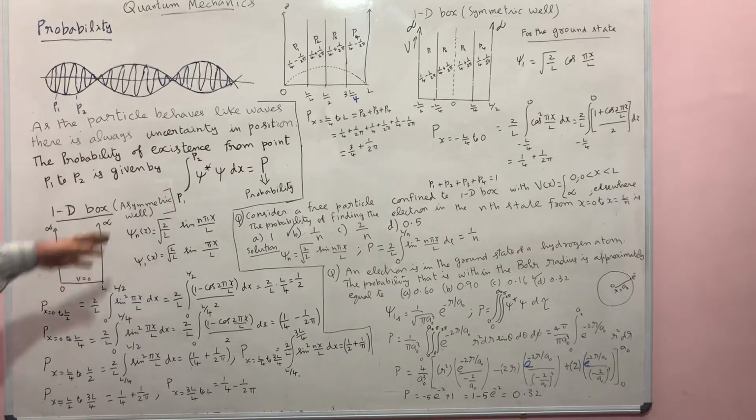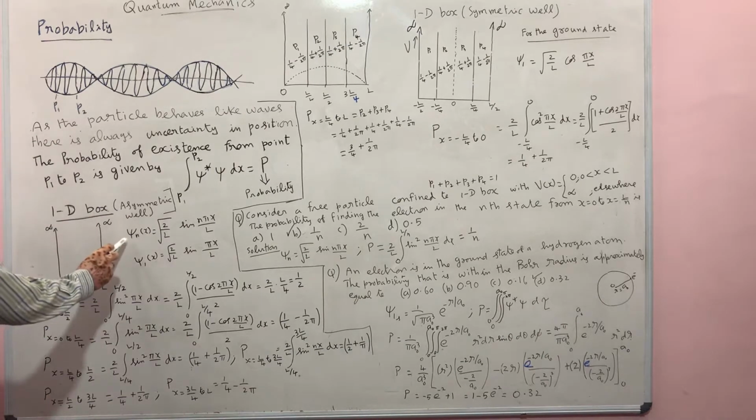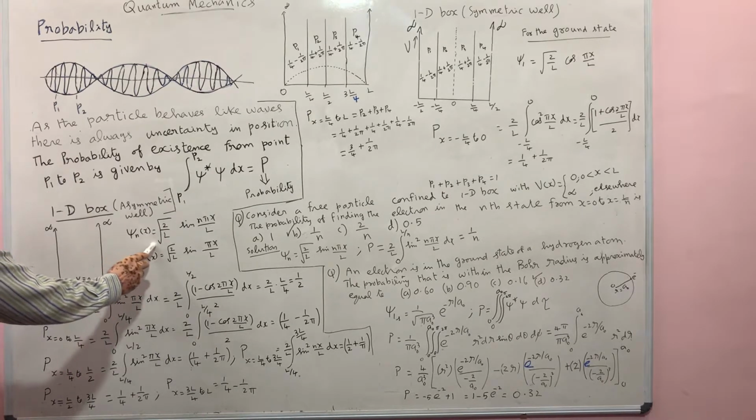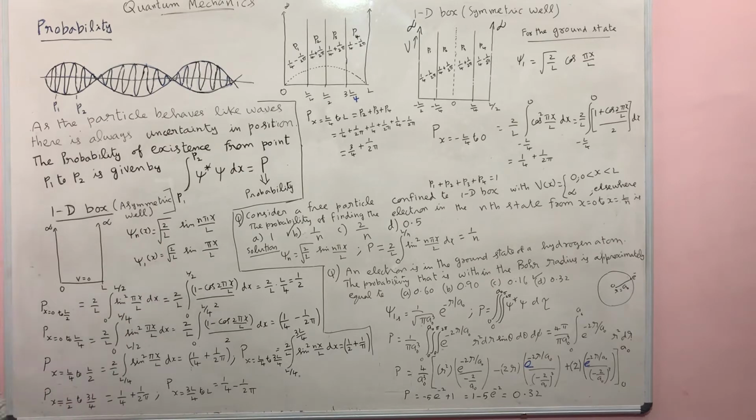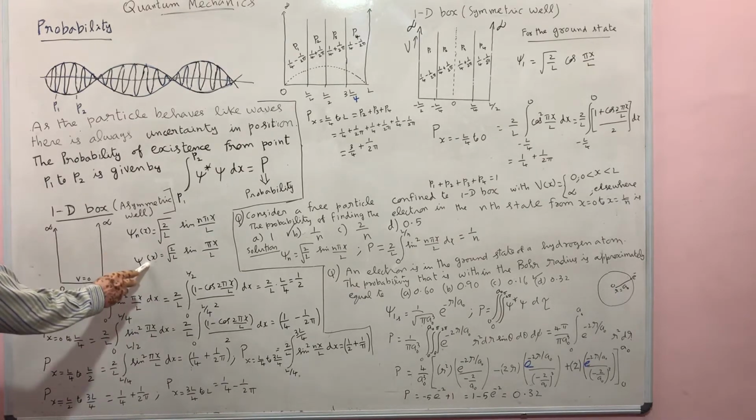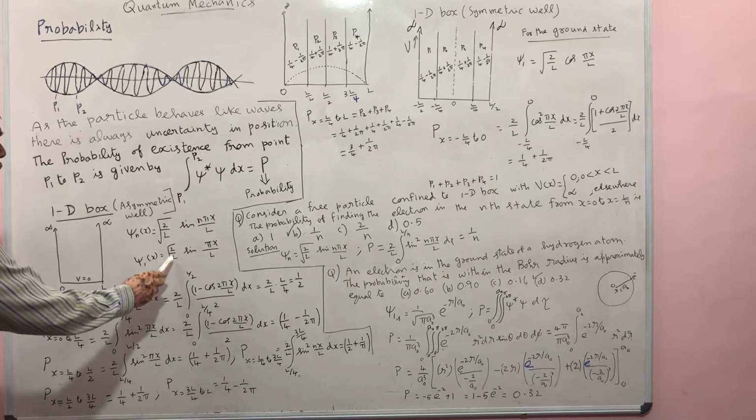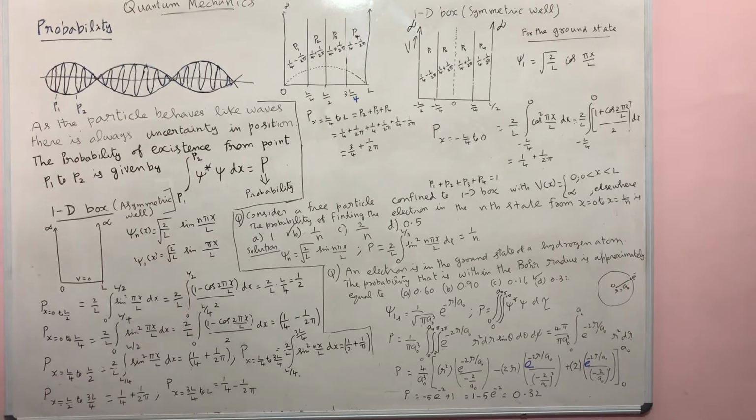This is an unsymmetric problem. Now let us calculate the probability of finding the particle between any two limits if the particle is in the ground state. For the nth state, the wave function we have already determined is psi n of x equal to square root of 2 by L sin n pi x by L. If you put n equal to 1, this is the ground state. So psi 1 of x is equal to square root of 2 by L sin pi x by L.